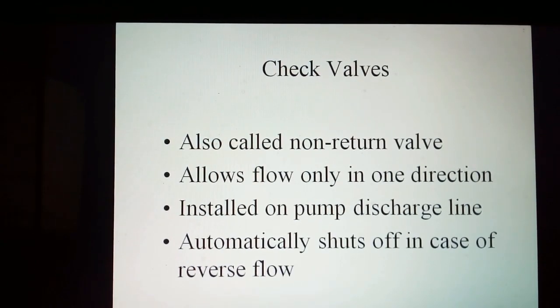Check valve. There are different types of check valves. It is also called a non-return valve. It allows flow only in one direction. It is installed on the pump discharge line. It automatically shuts off in case of reverse flow.